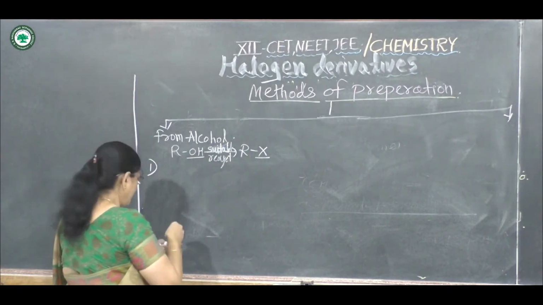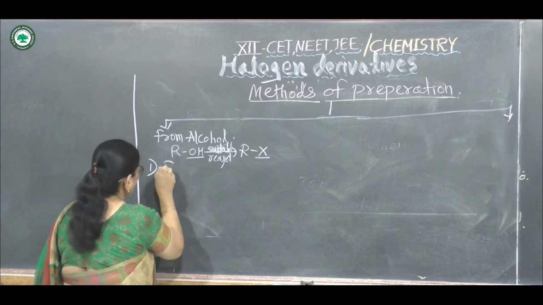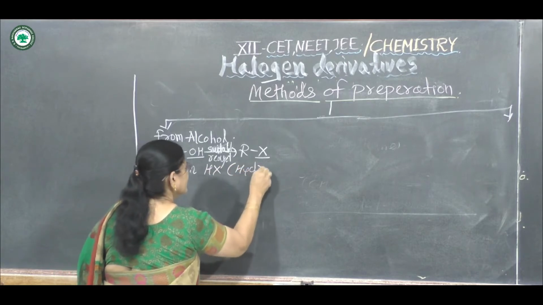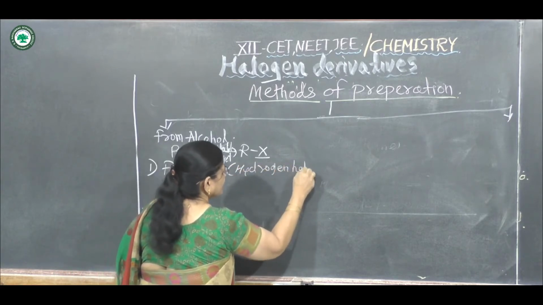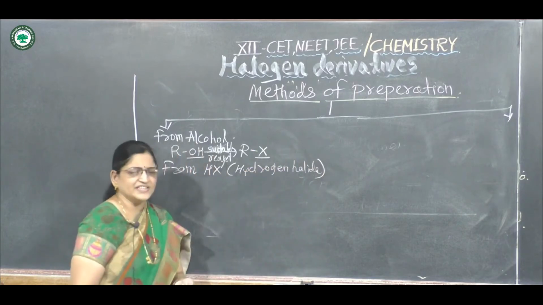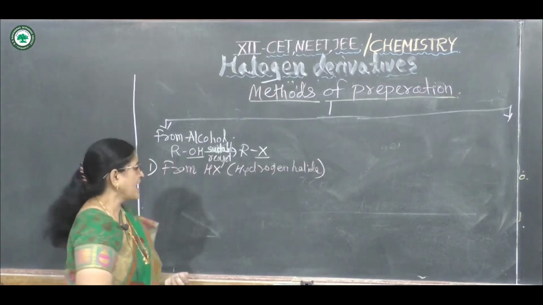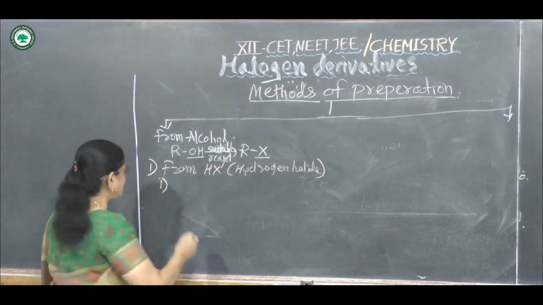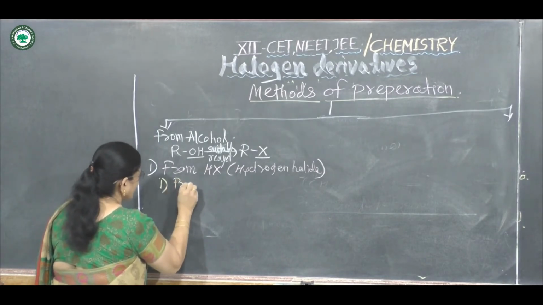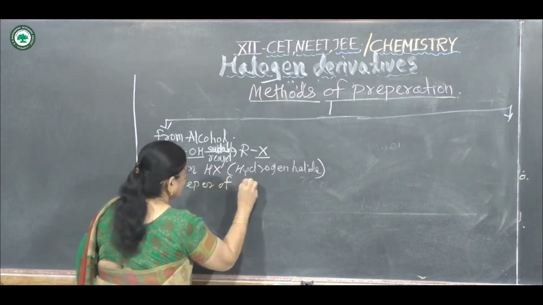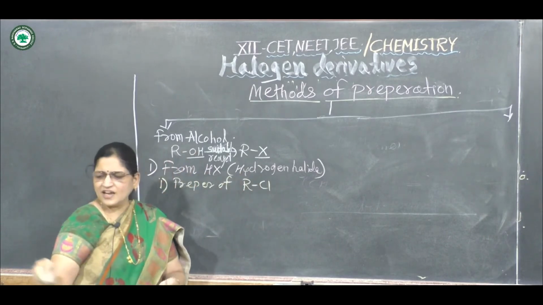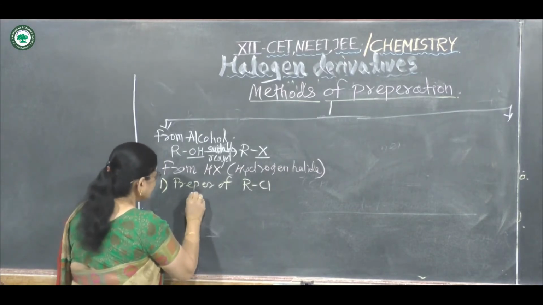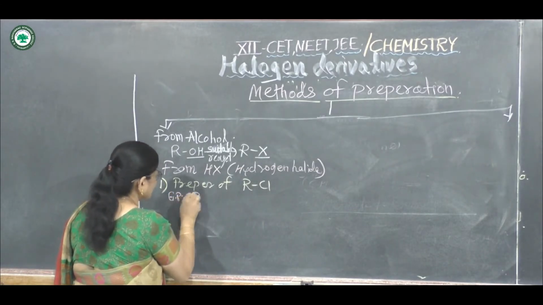In this first method, from HX, that is hydrogen halide, also called halogen acid, the preparation of RCl, that is alkyl chloride. It is easy to remember from this general reaction.